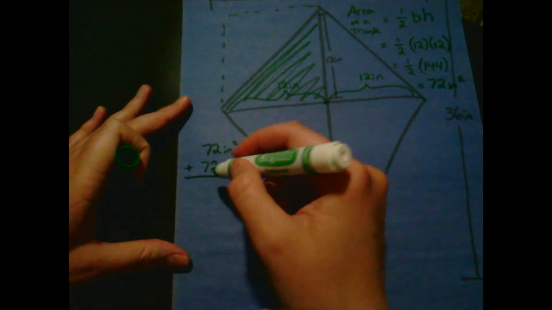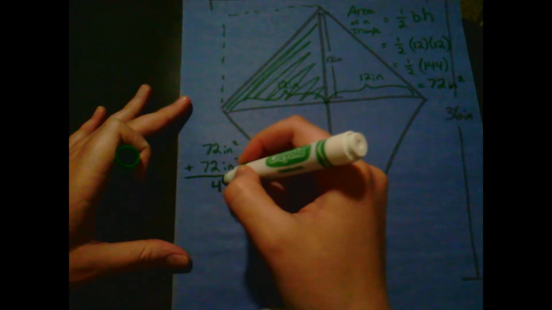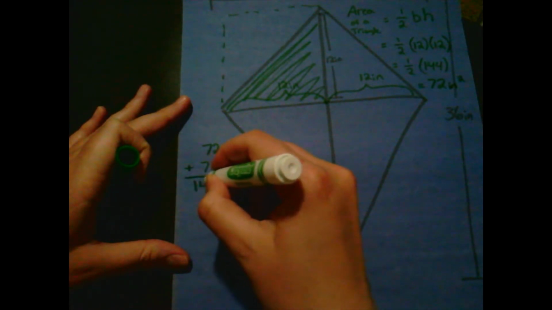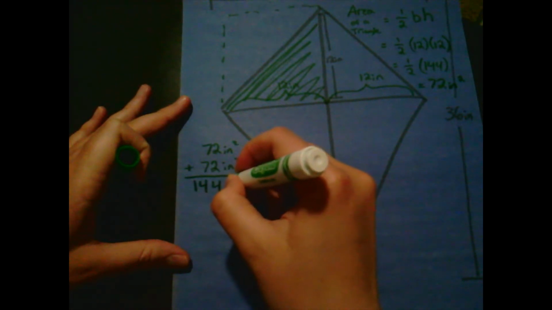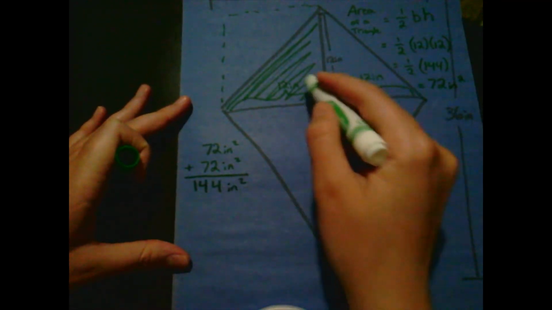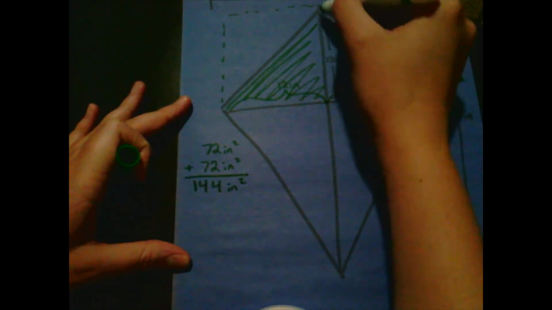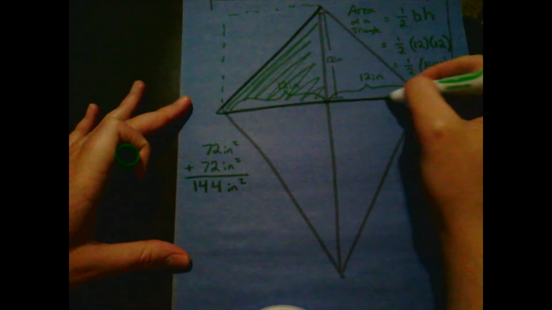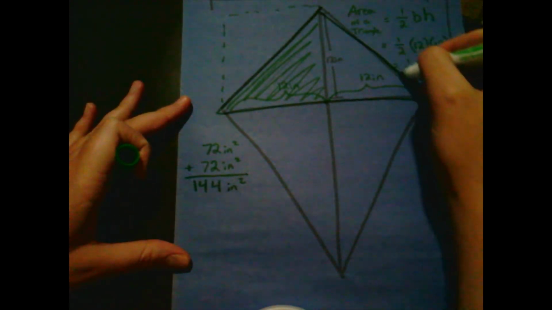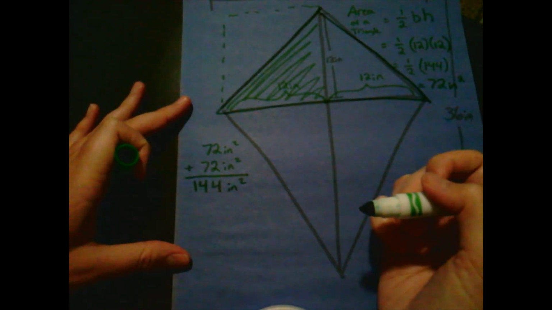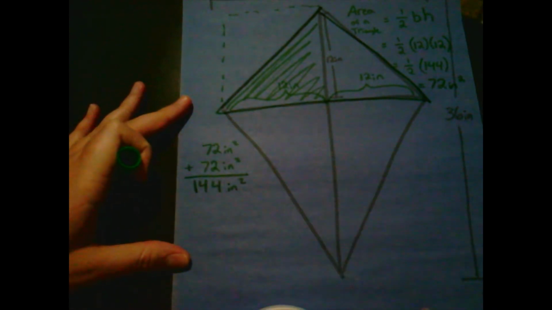So 2 plus 2 is 4, and 7 plus 7 is 14. So we have 144 inches squared for these two pieces. So we just figured out this whole section right here is 144 inches squared. Now we have to look at these parts right here. I'm going to do it in a different color so we don't get confused.